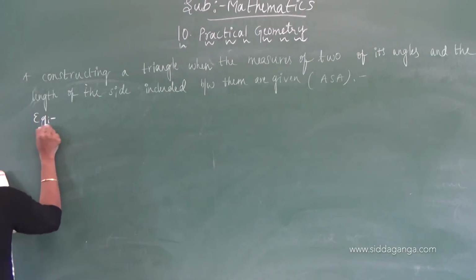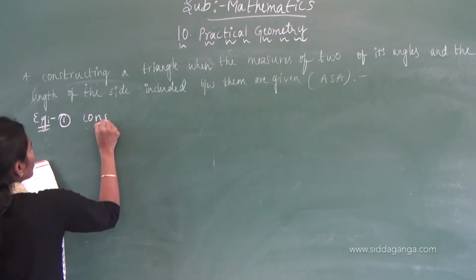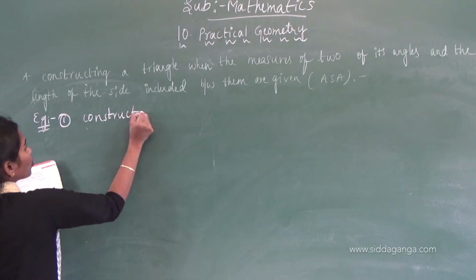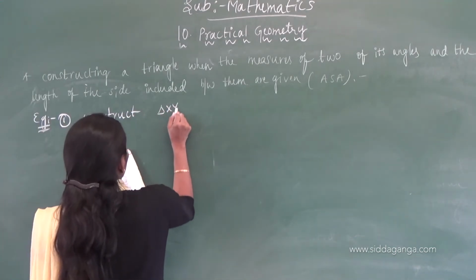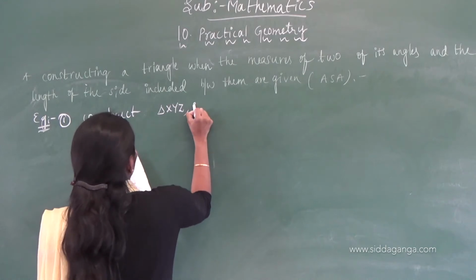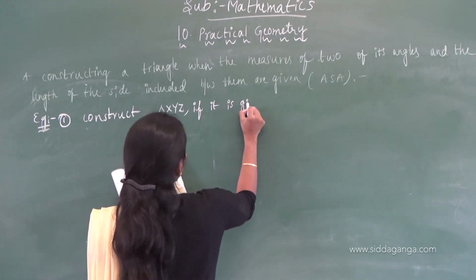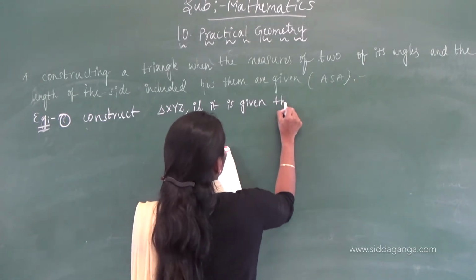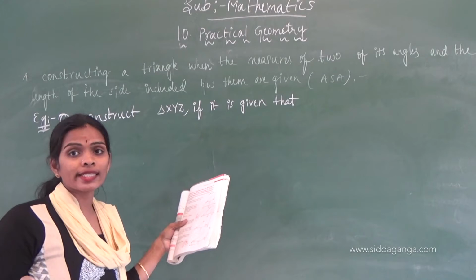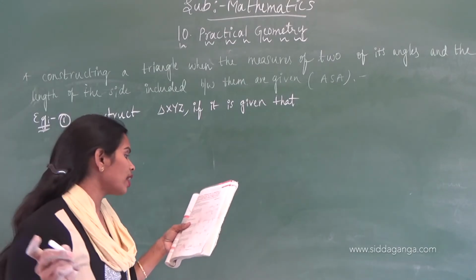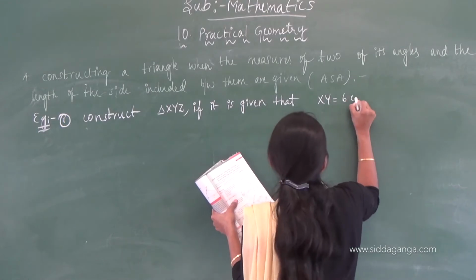Example: construct triangle XYZ. You have to construct this in your notebook. It is given that XY equals 6 centimeters.